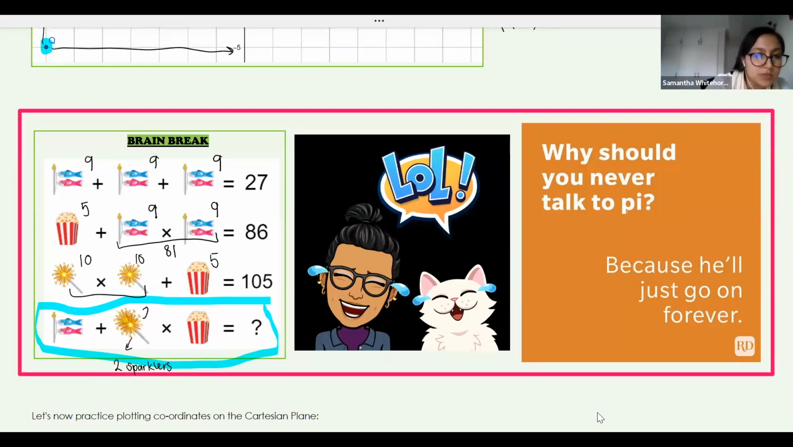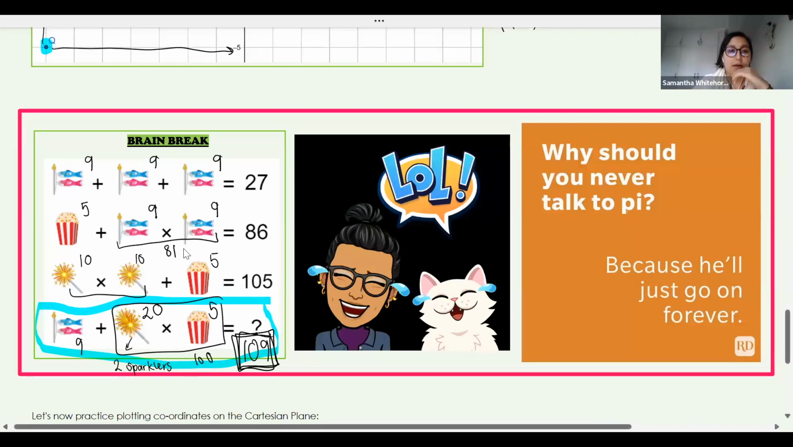Now, because you've got 2 sparklers here, guys, that's 20 times 5. And again, BODMAS first, which is 100. And then plus the 9 of the flags, we get 109. Very well done. Excellent. I made a very silly mistake at the second step and said 7 plus 81 gives me 86, instead of 5 plus 81. Who knows what was happening? Right, guys. Done. Well done.